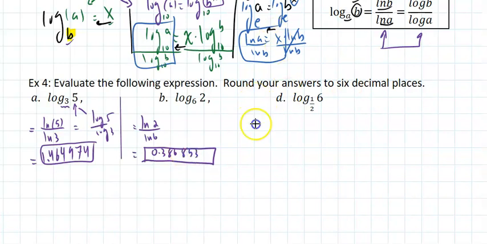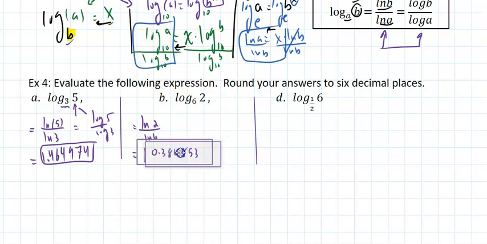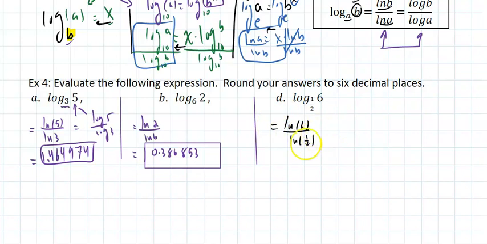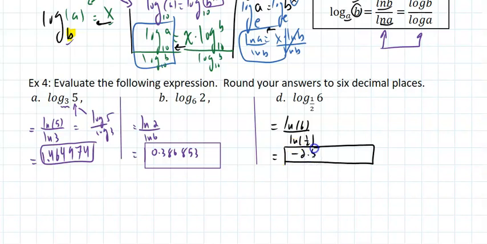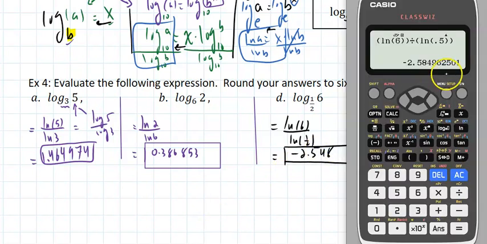And one more just to make sure that we're seeing this. This would be a natural log of 6 divided by a natural log of 1/2. And if I take natural log of 6 divided by natural log of 0.5, that would be negative 2.548 and 3 more decimals.